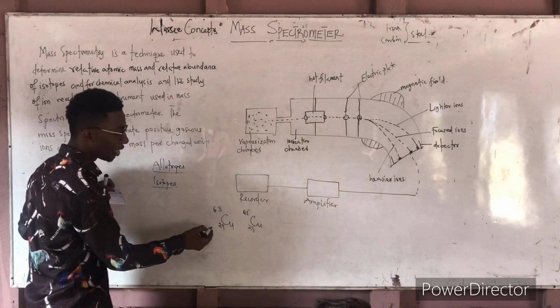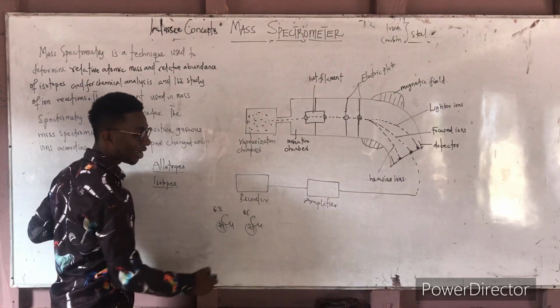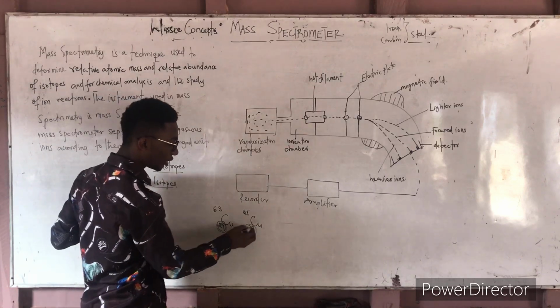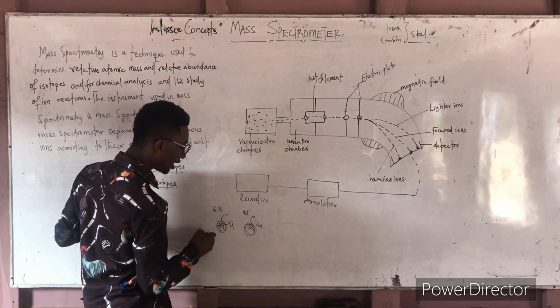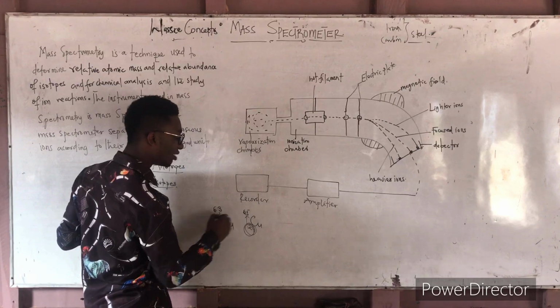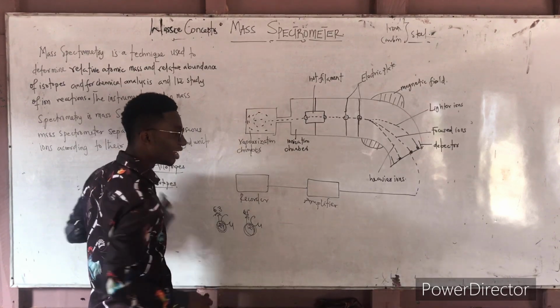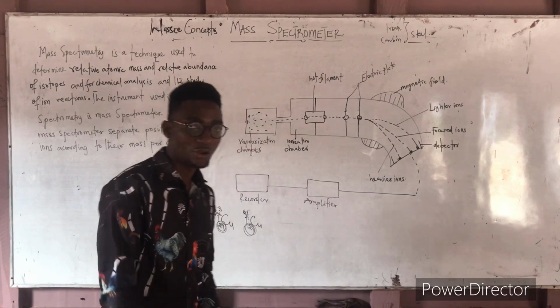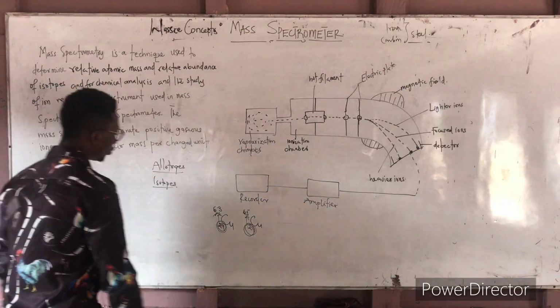When you look at it, you realize that their proton number is the same and their electron number is the same, but there is a difference in their mass numbers. The difference in their mass numbers results from the difference in their neutron numbers. Okay, that is the isotope.